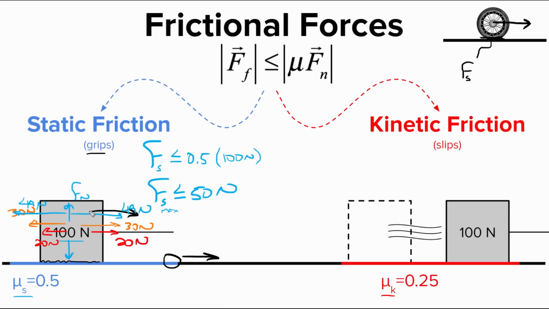But once you exceed that, okay, so once you're like 60 newtons, well, now it's like, oh, damn, dude, I can't do that. I can only go up to 50. Now you start sliding. It turns into kinetic friction.